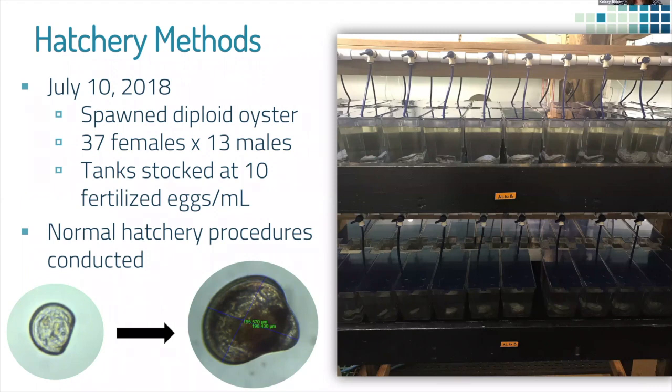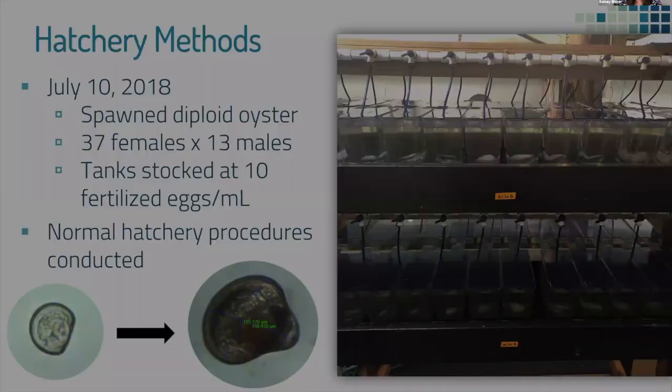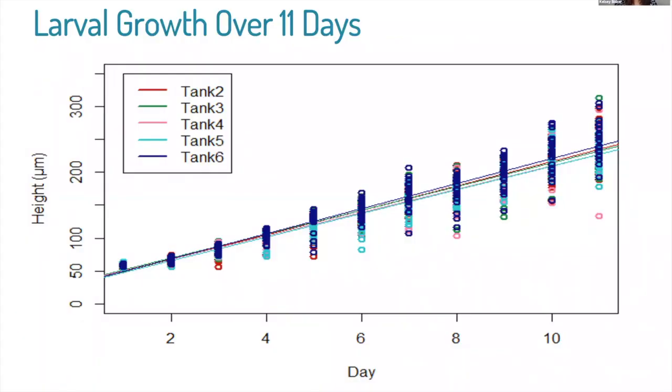So larvae were fed a shellfish concentrate diet, and drain downs occurred every other day until day 8 of culture, where they were performed daily thereafter. So this is just a graph to illustrate the change in shell height throughout the 11 days of larval culture. You can see that the variation begins around day 3 and just increases from there.